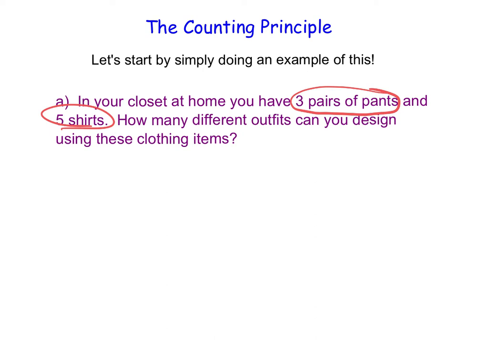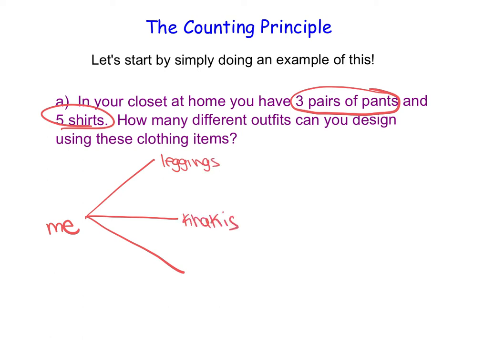So what I'm going to do here is brainstorm, and pretend that I'm going into my closet and designing some outfits. And I know that I start off by having to choose some pants. So I have 3 different pairs of pants. One pair might be leggings, one pair might be khakis, and one pair, let's say, is jeans. So I have 3 different pants that I can pick.